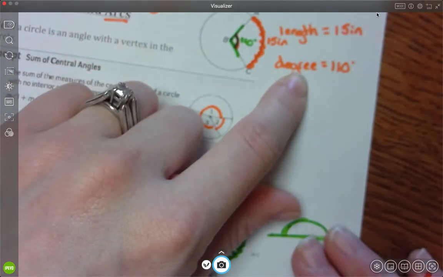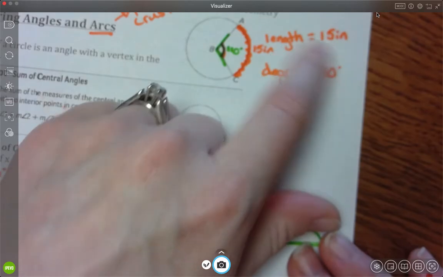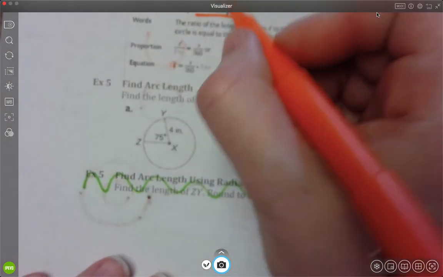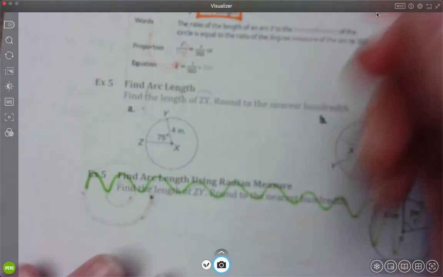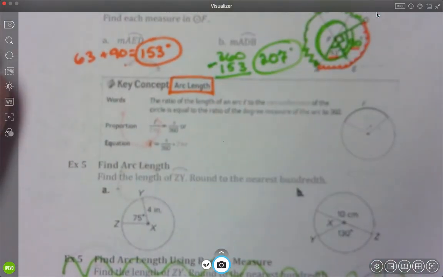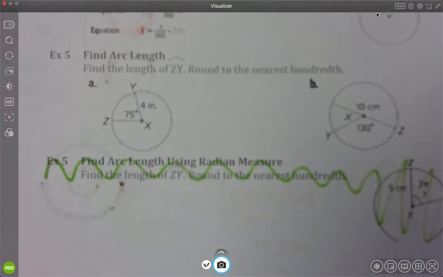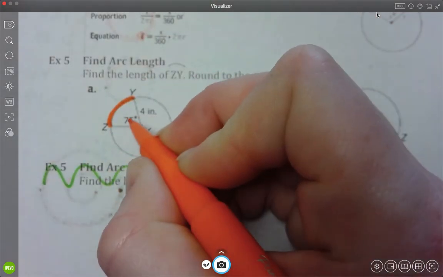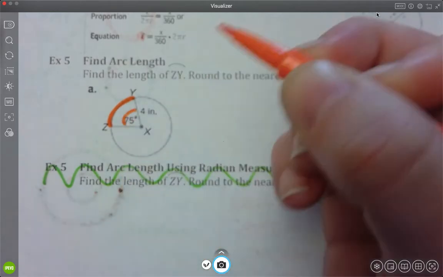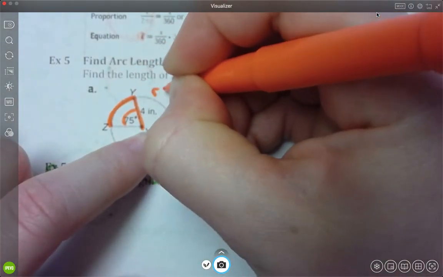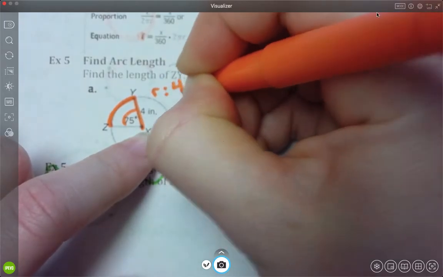One of them is degrees, which we've been talking about already. And now we're going to start to talk about the length of this from here to here. So that's getting into the length in inches or in feet or in miles or in whatever we're talking about, not in degrees. They want us to find the length of arc ZY. I know that that arc is 75 degrees because the central angle is 75 degrees. And then the other thing that I know is that the radius is 4.